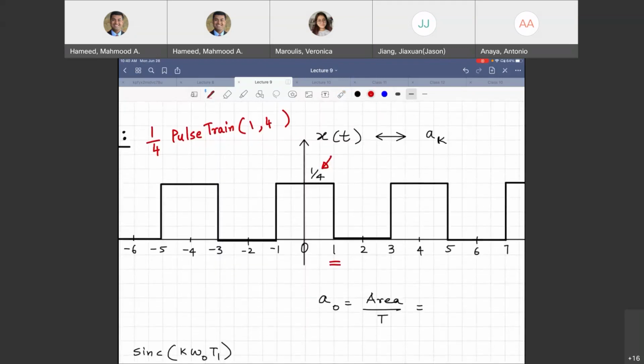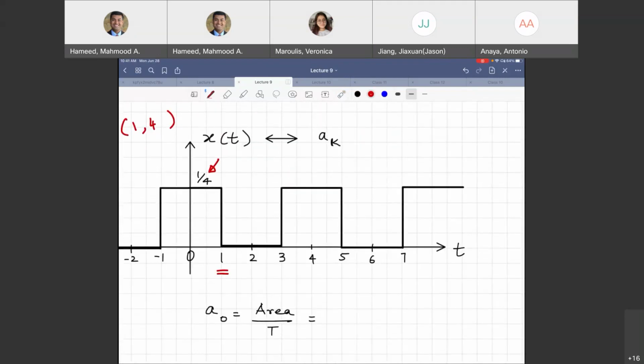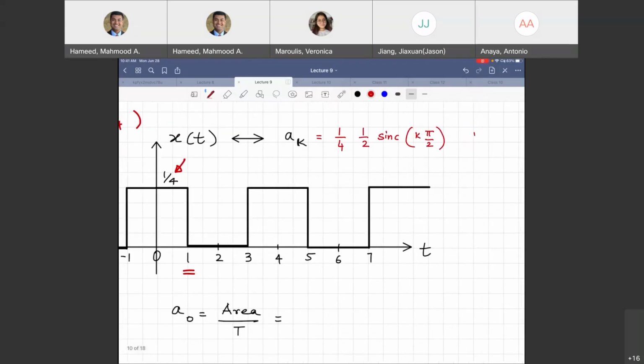What would be the Fourier series coefficients of that? I want you guys to help me along here. I think the 1/4 is going to remain as is because I've got the scaling. And then I've got half sinc k pi over 2 for all k.